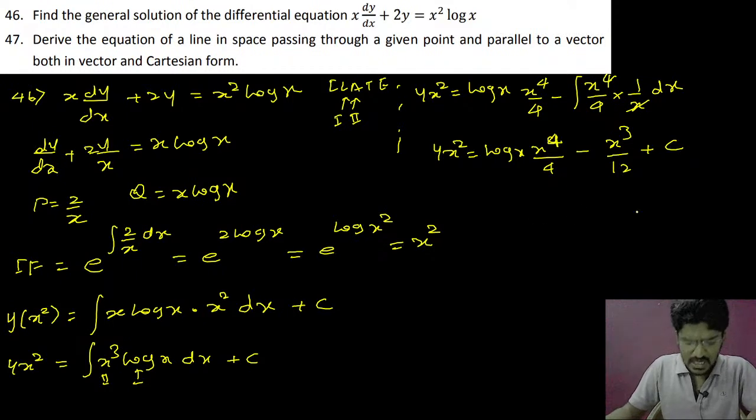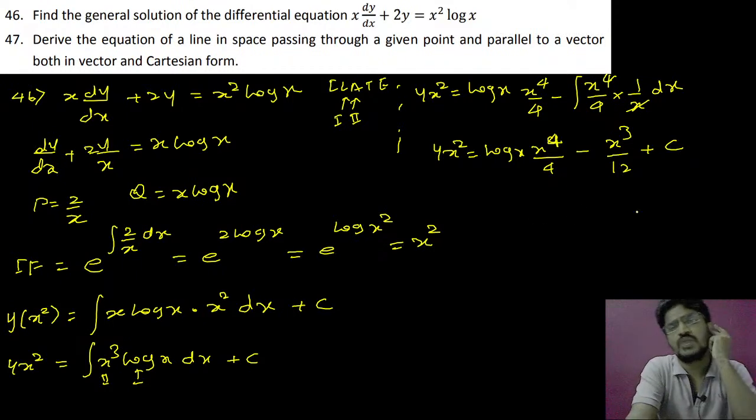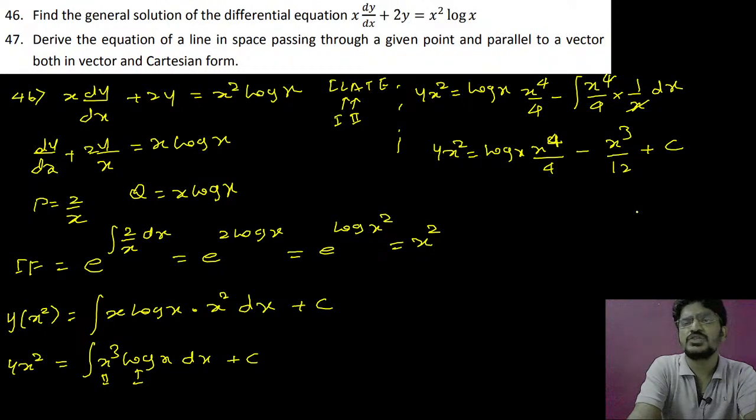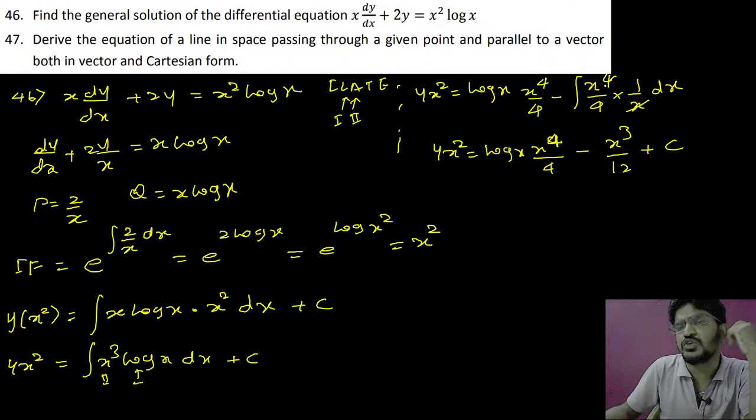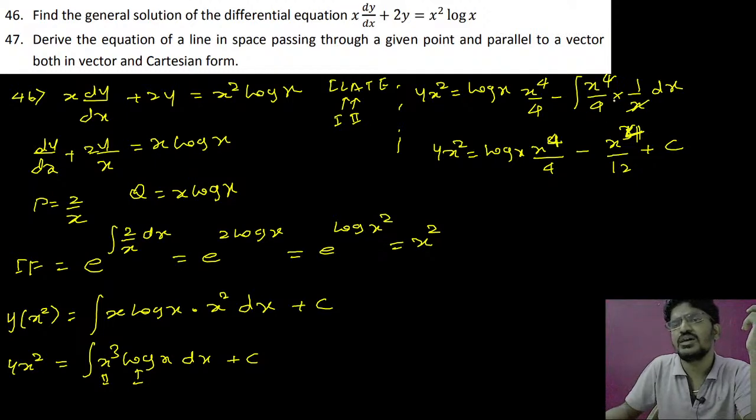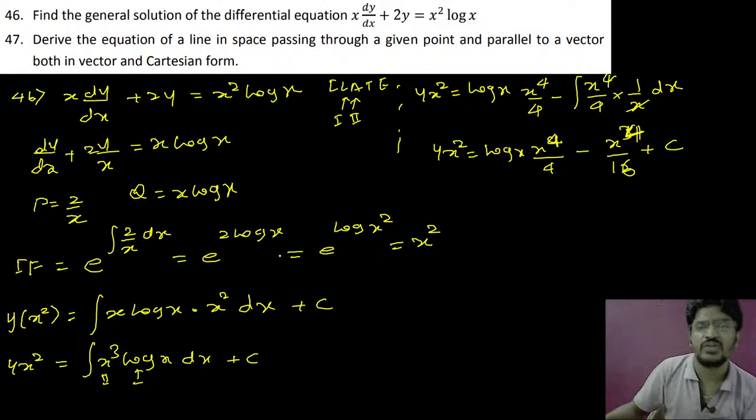Therefore this is our answer. y x square equals log x, x raised to 4 by 4, x cube divided by 12. So here you can just see this will be x cube. If I integrate x cube, this will be x to the power of 4 divided by 4, and x will get cancelled. Sorry for that. X to the power of 4 divided by 4 times 4 means 16. X to the power of 4 divided by 16 will be the answer.